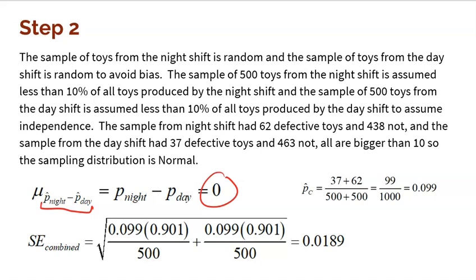Now, to find that standard error, I do have to combine my samples together, because there's supposedly no difference, so why don't we combine them? 99 total defective toys. Who cares what shift they were from? 1,000 total toys. That's a 0.099 proportion. So when I find my standard error, I'm going to use that same combined p-hat in both numerators and the opposite, 0.901, in both numerators. In fact, my denominators are even the same because my sample sizes are exactly the same. But regardless, type that into your calculator, standard error of 0.0189.